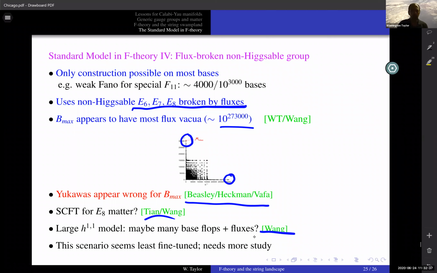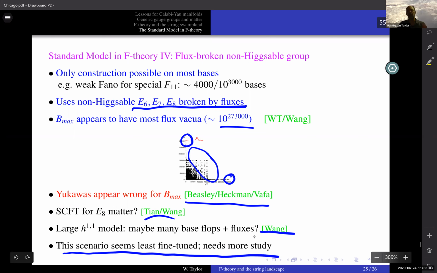So we could be actually living anywhere in this part or here if you just go by the number of vacua, by some raw, naive counting. And so then the question is, if you look at these things which appear naively to dominate the landscape, what is the structure of a standard model that comes from breaking a non-Higgsable E6 or E7 or E8, and can we get close to the standard model in that context? I think it's a really interesting scenario. I think it's the one that involves the least fine tuning of all these things, and we should study it more. We're doing some work with Andrew and Patrick Jefferson right now where we're pursuing that a bit.